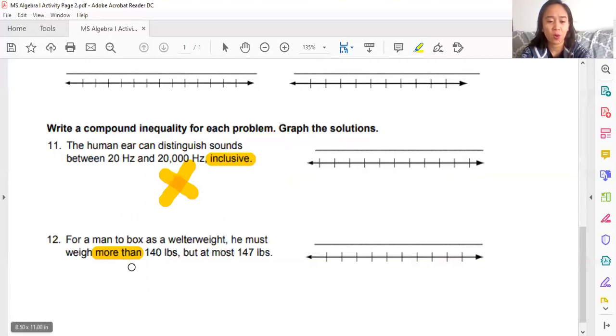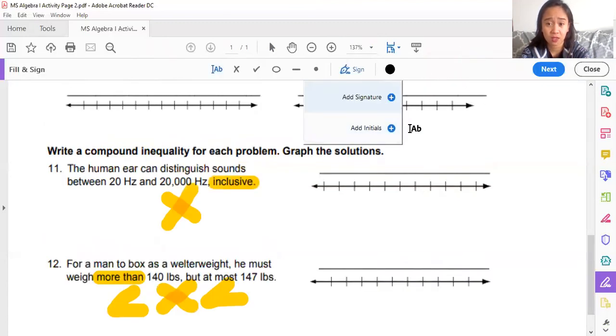Now this one, it's more than, so more than 140, you write the X, and then, but at most 147 pounds. So if you say at most, that means it could be equal to. So you write that equal also at the bottom. So take note, I cannot trace the equal over here. Let me use this one. Oh, this is for the signature. Never mind. And that's it. So this should be equal at the right side.